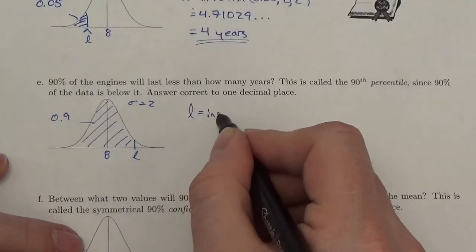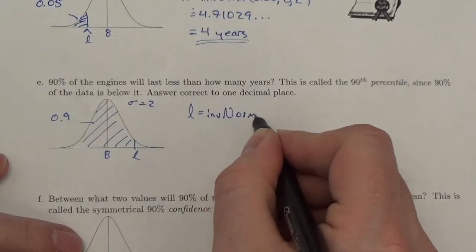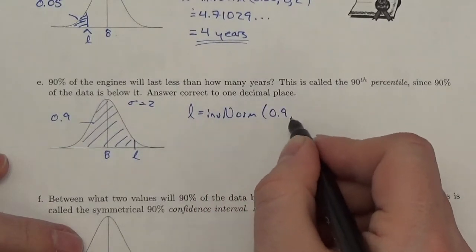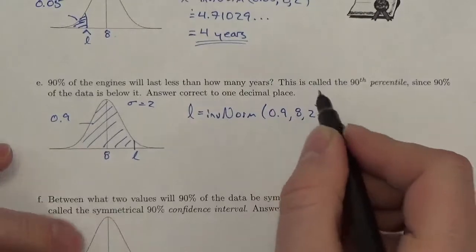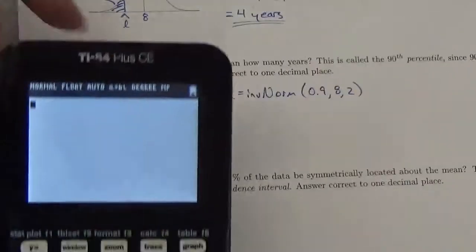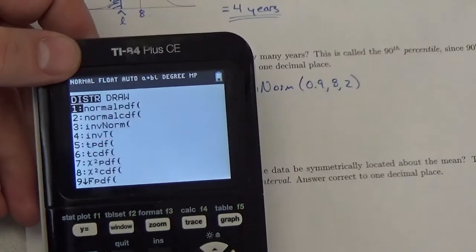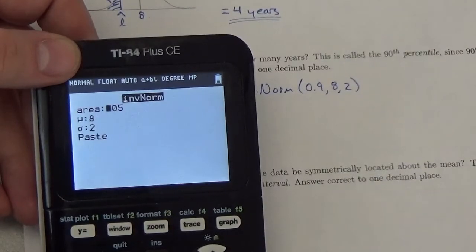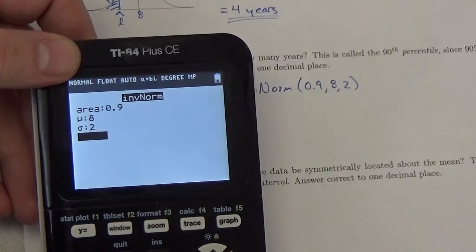And that is going to be, once again, the inverse norm. But this time it's going to be 0.9, 8, 2. Go to the calculator. Down to inverse norm, 0.9.